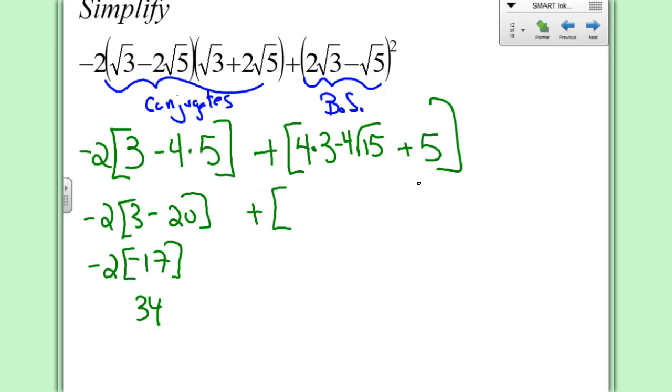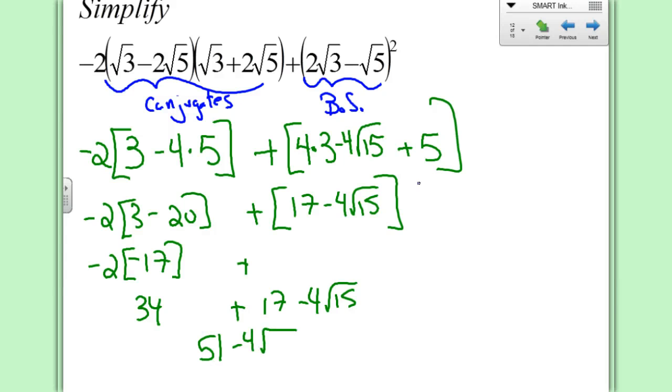So that would be adding 12 plus 5 is 17 minus 4 root 15, which then equals, so then we're adding this, I can skip down to here, we're adding 17 minus 4 root 15. So in the final answer, 34 plus 17, 41, 51 minus 4 root 15, and all was good. Okay, that is the end of 2.4a, and you can now begin the assignment.